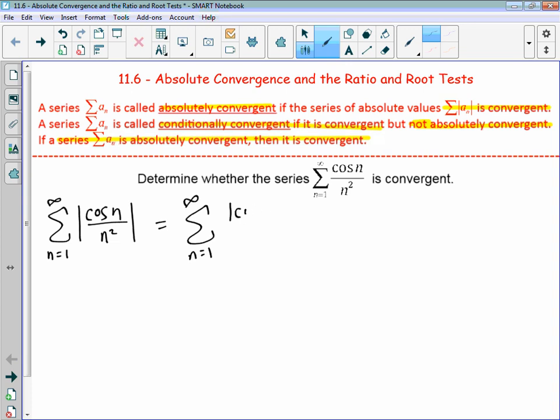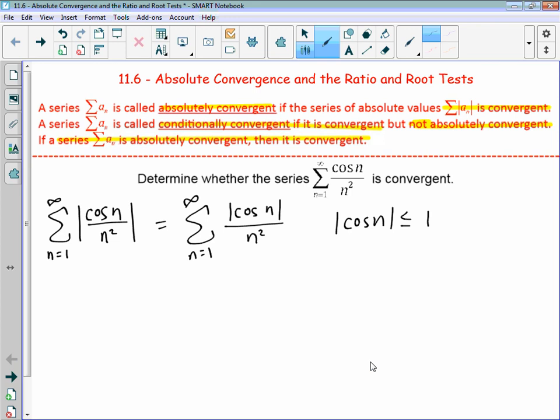So I've still got the absolute value of the cosine. So any questions so far? Okay, think about the absolute value of cosine of n, or just think about the cosine function. What is cosine always between? -1 and 1. So the absolute value is always going to be what? Between 0 and 1, right? So it's always going to be less than or equal to 1 is really the important part of that, but it's really between 0 and 1.